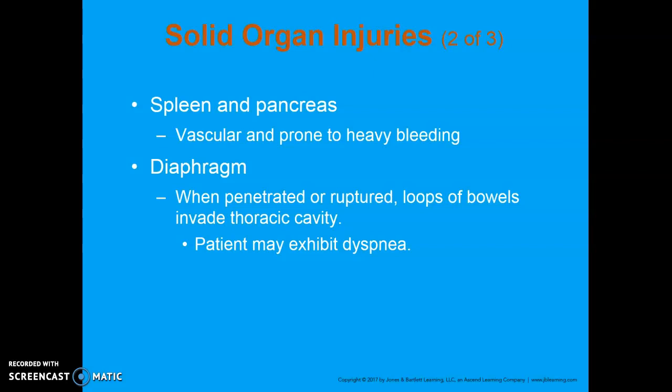For your diaphragm, if that has any sort of defect in it from trauma, then you may have loops of your bowel that end up herniating up into the thoracic cavity. And you may have a patient that gets very short of breath because with those loops of bowel up in there, now all of a sudden they can't take a very deep breath.